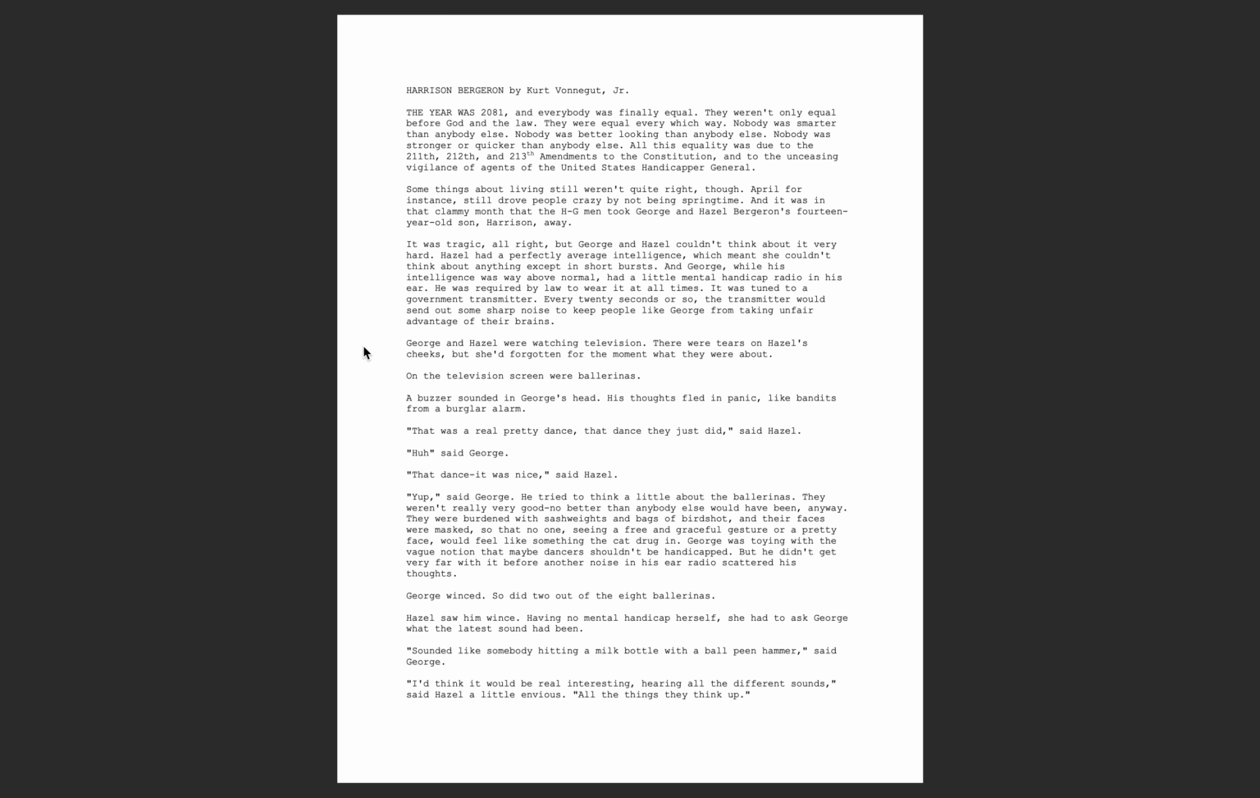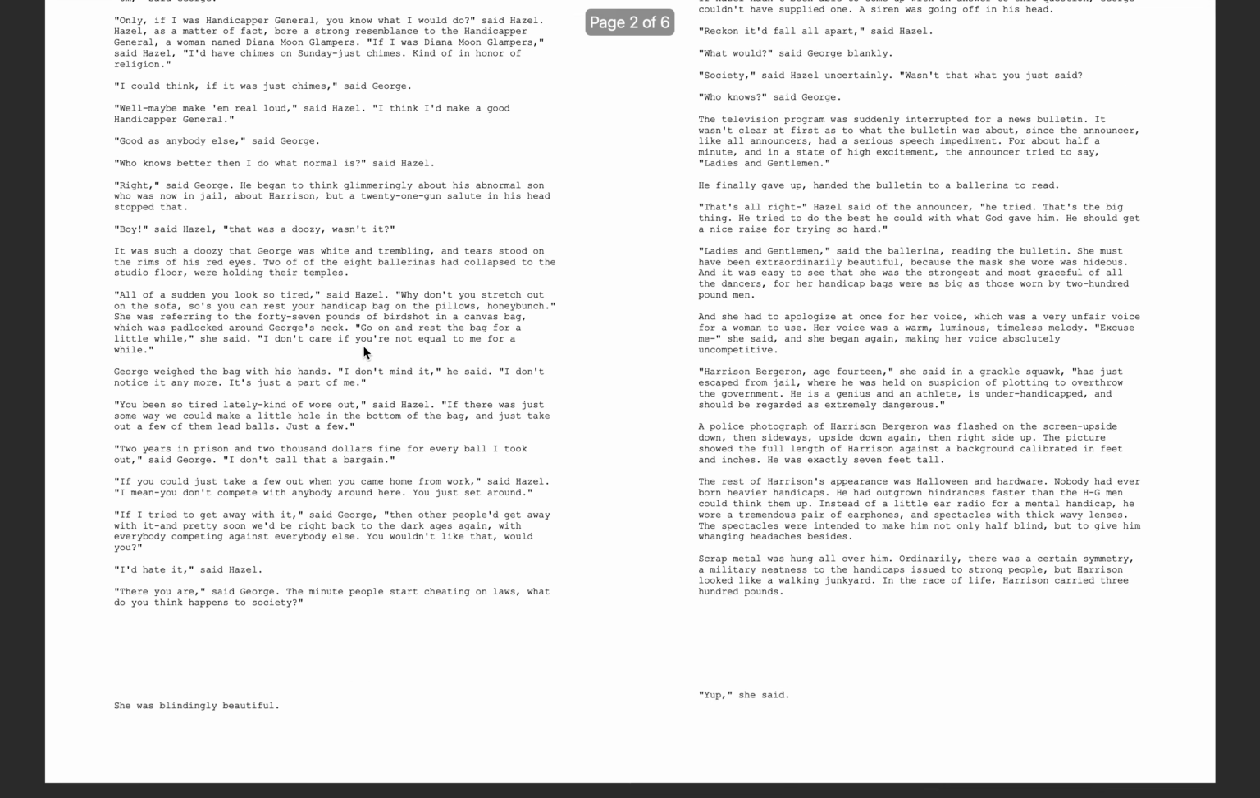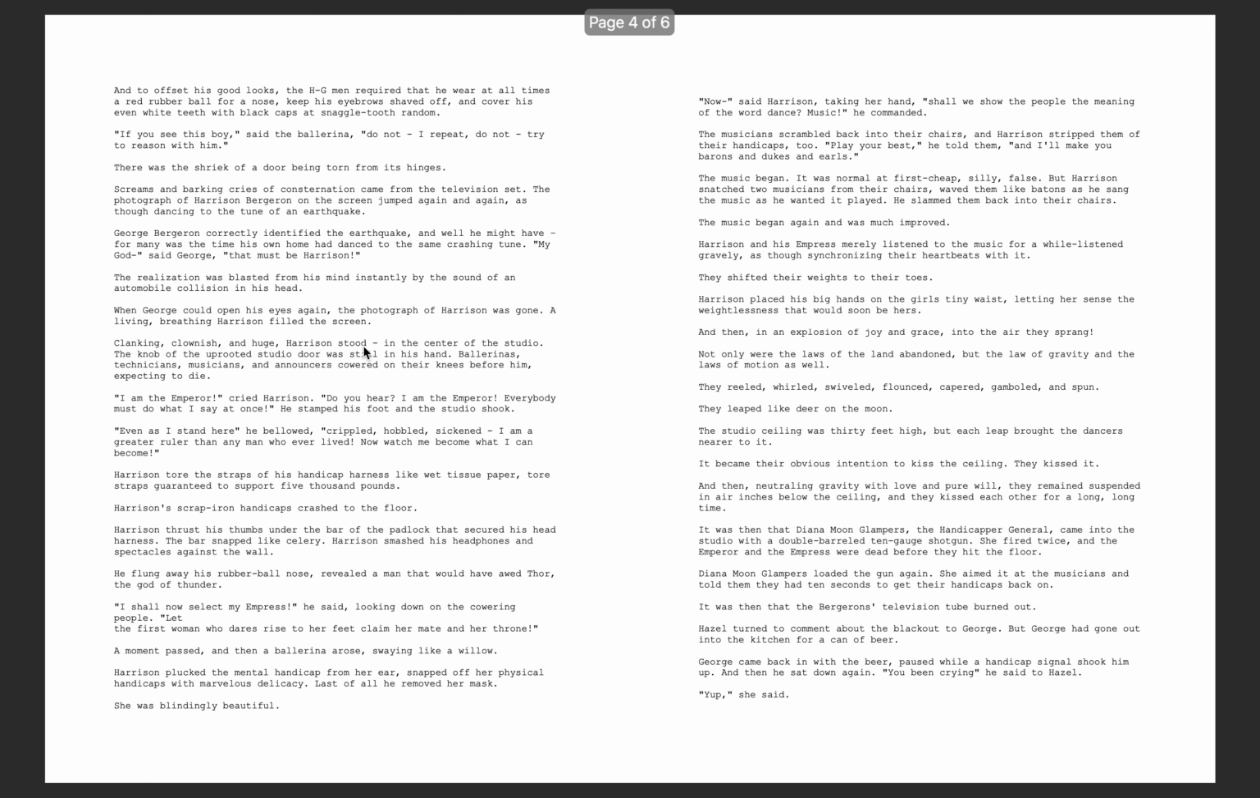I think it's got a cool setting and a cool vibe. I think the high schoolers that I teach will be really interested in this dystopian future in 2081. Towards the end, Diana Moon Glampers, the Handicapper General, comes in and shoots the two people, the Emperor and the Empress, as they're dancing around and flying around. That would be a great jarring moment to help show how authoritarian rule likes to keep down exceptional people.